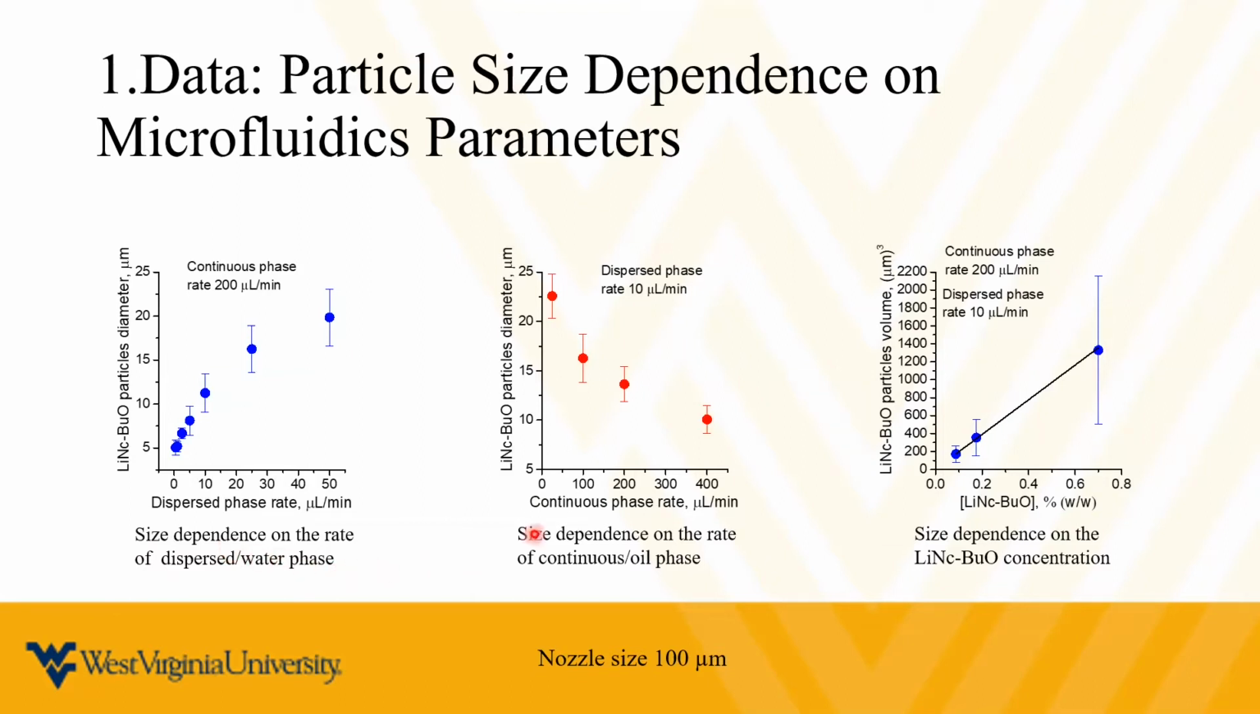The middle graph displays size dependence on the rate of the oil phase. As the rate of the oil phase increases, the particle diameter size decreases. The last graph right here displays the size dependence on the crystal concentration. As the concentration of the crystals increases, so does the volume of the particles.